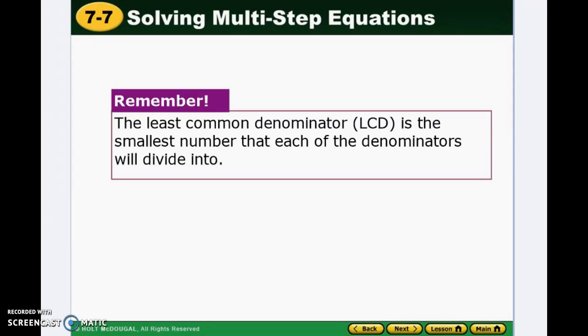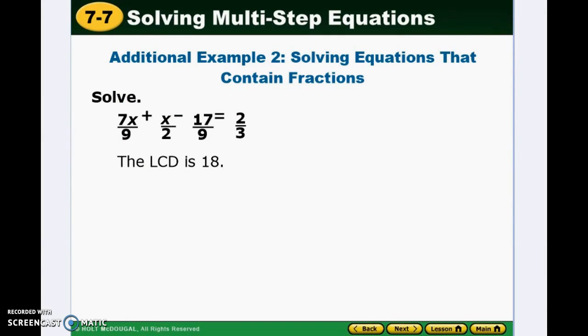All right, here's an example. So here we have 7/9 of x plus x divided by 2 minus 17/9 is equal to 2/3. Again, this is a lot of fractions going on here. So the main thing to do here is to find the LCD. What is the least number that we can turn all of them into? And that is 18.